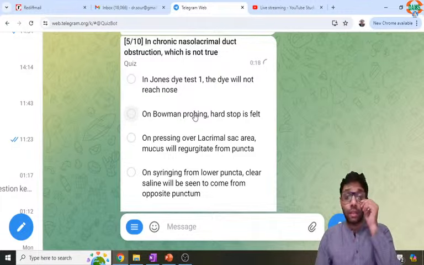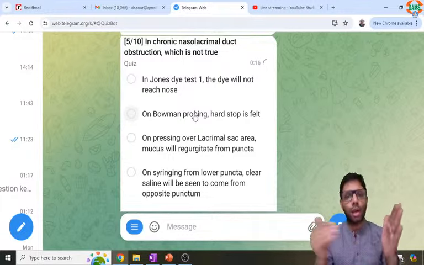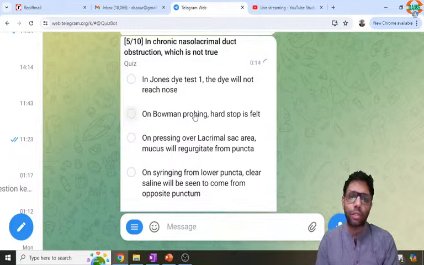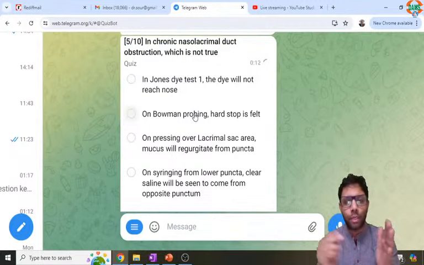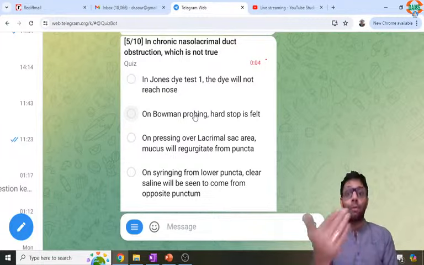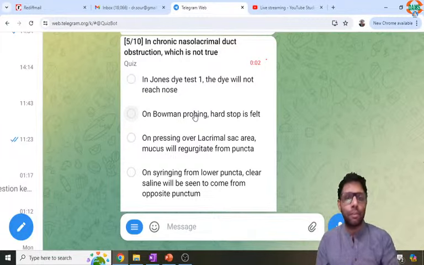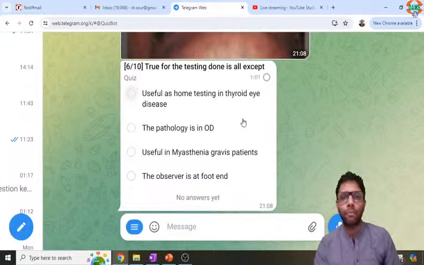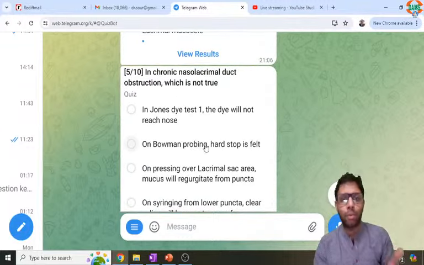Now, some people ask us, sir, in normal people also you will get a hard stop. Yes, in normal people you will get a hard stop. But why would you probe normal people? So of course, the patient is complaining that there is epiphora, watering of the eyes. Then we do all these tests. In normal also, the dye will reach the nose. The Bowman probing hard stop is felt. We don't do it in normal.